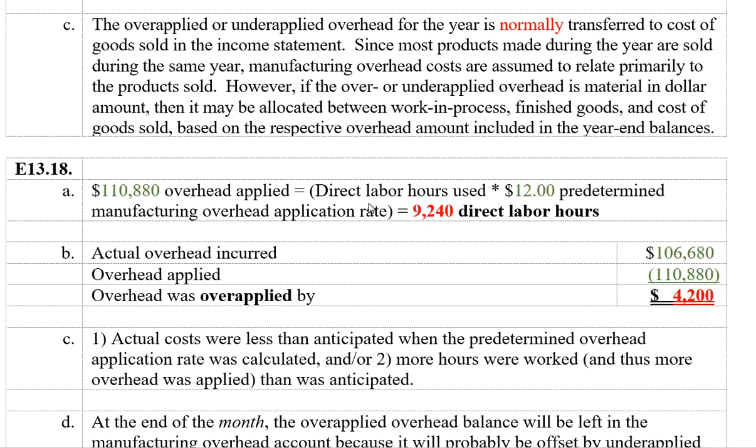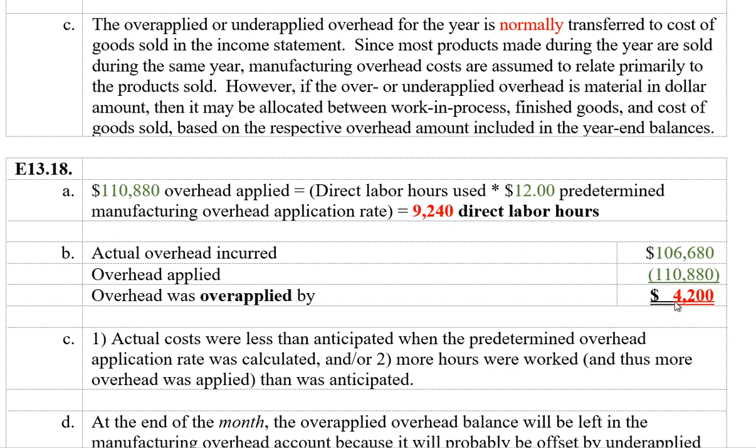But if we go to 13-18, they've given us this overhead applied amount. Now this is what's been applied, okay? And so we can calculate the direct labor hours by dividing that predetermined rate into it that they give us. So we got 9,240 in direct labor hours. Now notice here in this problem, we have both of these that are green. The reason they are is because both of them are given to us. They gave us the actual, and they also gave us the applied. And all we're doing is taking the difference of the two.